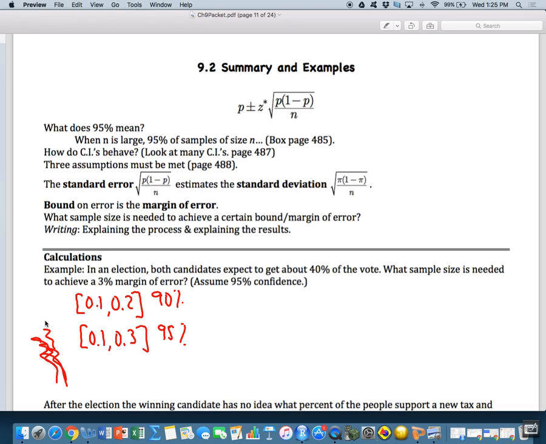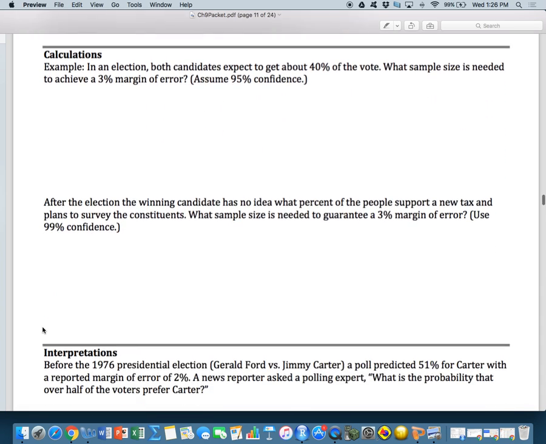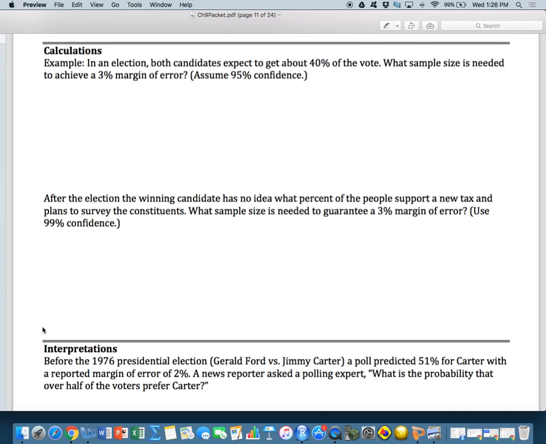Okay. Next thing, I'm going to ask you to calculate sample sizes. So not necessarily doing a full panic. So this is the type of problem. In an election, both candidates expect to get about 40% of the vote. What sample size is needed to achieve a 3% margin of error? Margin of error and bound are the same thing.